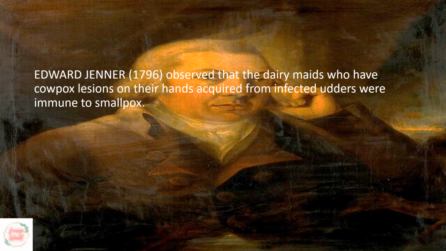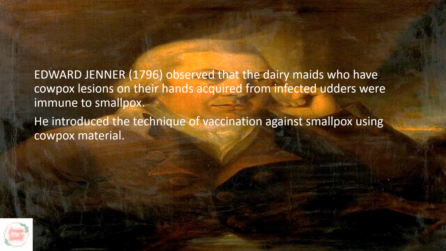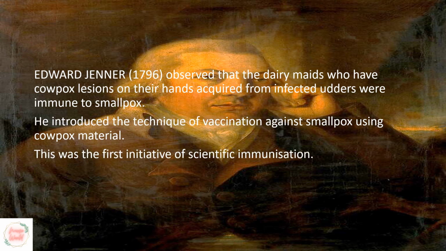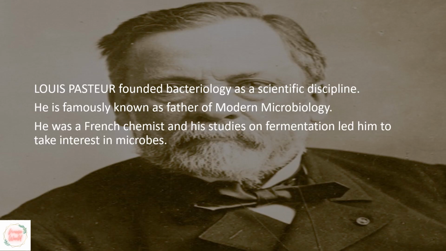Edward Jenner, in the year 1796, observed that the dairy maids who had smallpox lesions on their hands acquired from infected cows were immune to smallpox. He introduced the technique of vaccination against smallpox using cowpox material. This was the first initiative of scientific immunization. Jenner's vaccinations led to the ultimate eradication of smallpox.